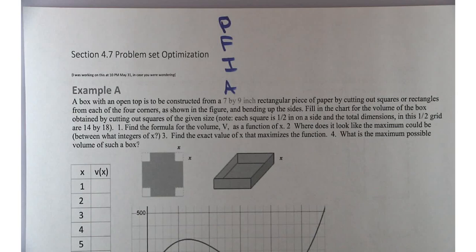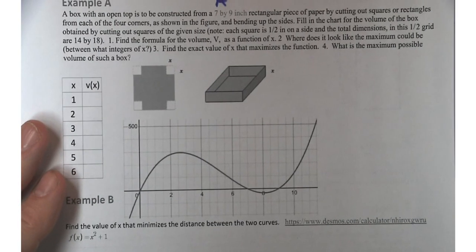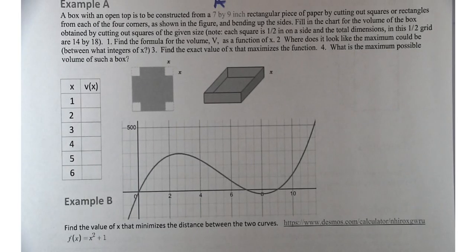Section 4.7 discusses optimization. So these are problems where you're trying to find something that gives you the best, the biggest, the brightest, or the smallest, the least, etc. You're trying to optimize some situation to have an extreme value at some point.